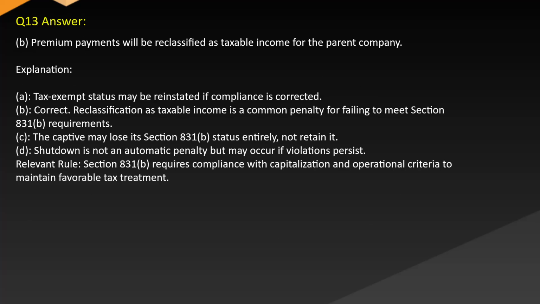Answer: B. Premium payments will be reclassified as taxable income for the parent company. Explanation: A. Tax-exempt status may be reinstated if compliance is corrected. B. Correct. Reclassification as taxable income is a common penalty for failing to meet Section 831(b) requirements. C. The captive may lose its Section 831(b) status entirely, not retain it. D. Shutdown is not an automatic penalty but may occur if violations persist. Relevant rule: Section 831(b) requires compliance with capitalization and operational criteria to maintain favorable tax treatment.